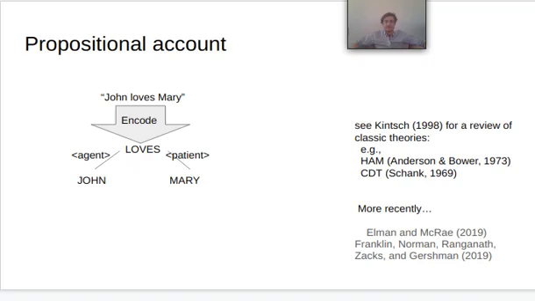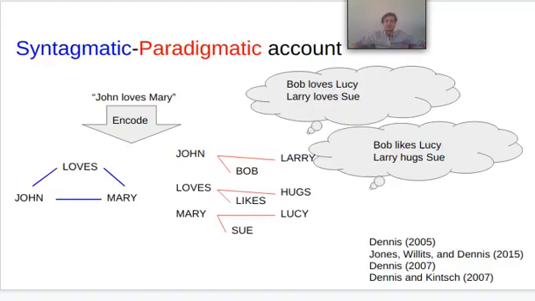Propositional accounts resolve the role binding problem by further assuming that the associative links are labeled with roles. Hence, the association between loves to John would be labeled with the agent role, and the association between loves to Mary would be labeled with the patient role. The problem with this approach is that it requires specifying the roles a priori. Dennis showed that it's possible to resolve the role binding problem without explicitly specifying role representations.